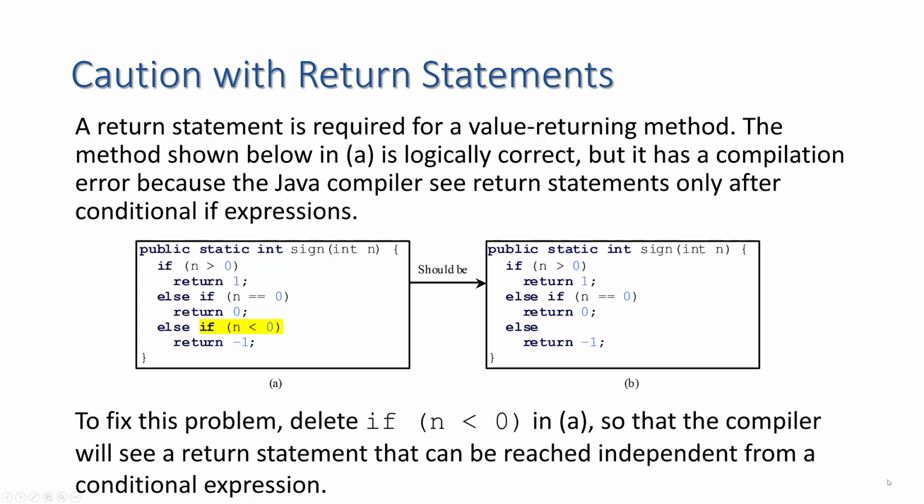A return statement is required for a value returning method. Even though the code in A is logically correct, it generates a compiler error because the Java compiler can only see return statements after conditional expressions. To fix the problem, remove the if n less than 0 in A so that the return -1 can be reached independent of a conditional expression.